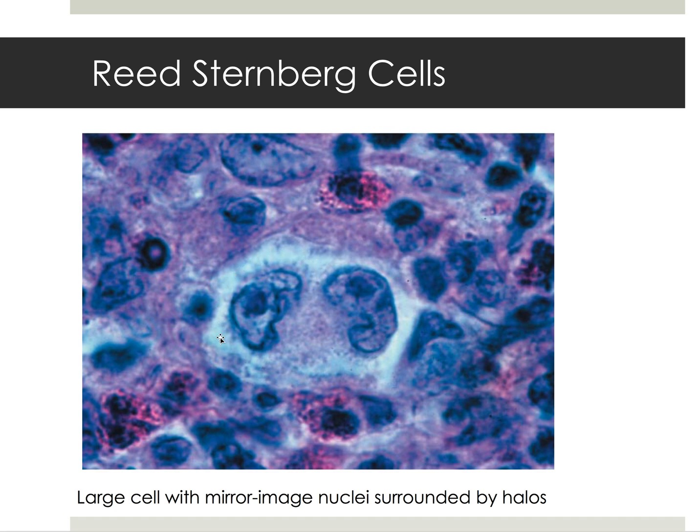This is a cell that, when viewed, has nuclei that look as if they are viewing each other in a mirror image. There's a science word for that. We'll talk about it later. You don't need it now. You have enough to confuse you. So we have these mirror image nuclei and a surrounding halo. This is the characteristic Reed-Sternberg cell.